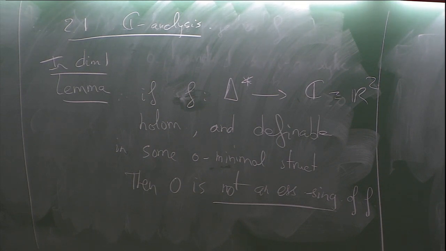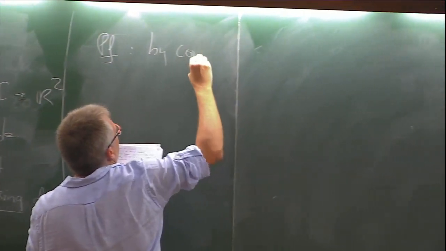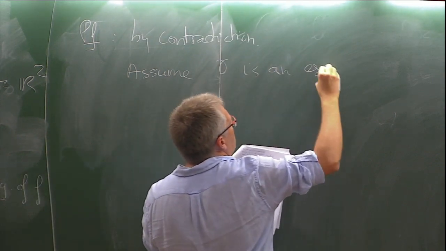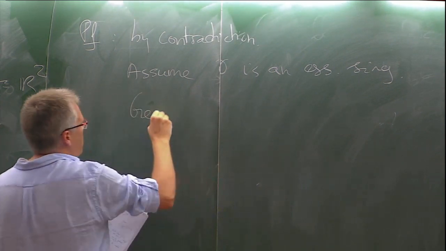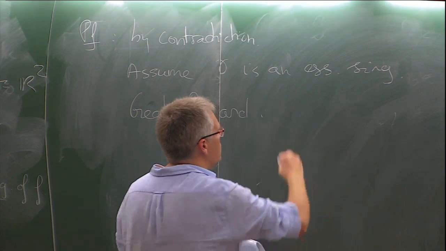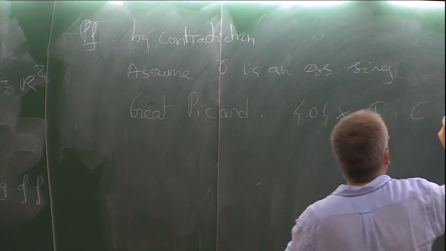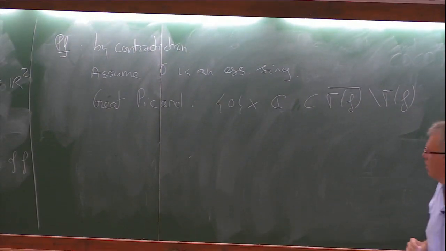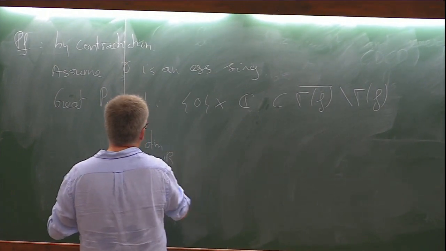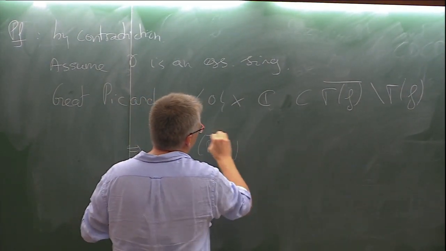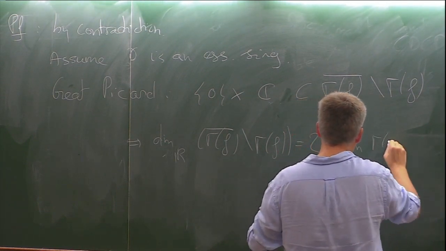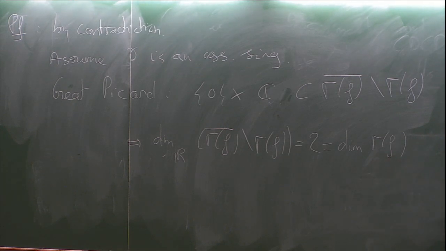And the proof is nice. Non-trivial, but nice. So, proof by contradiction. Assume zero is an essential singularity. Then you apply the great Picard theorem. It tells you that if you look at the graph, then this is contained in the boundary of the graph. But now this implies that the dimension of this boundary is 2, which is also the dimension of the graph. And so this is a contradiction to the fact that this set should be definable.